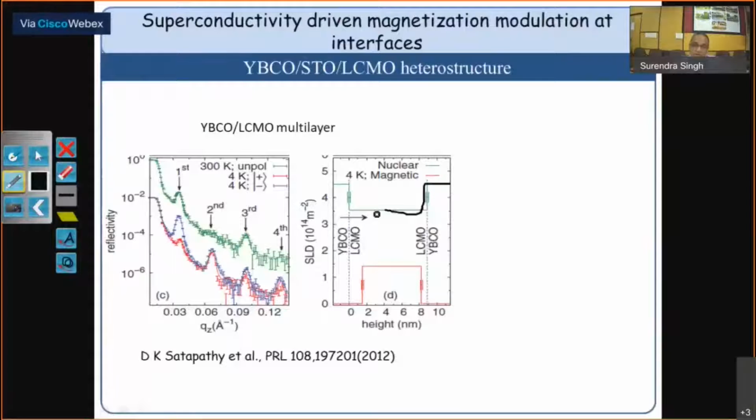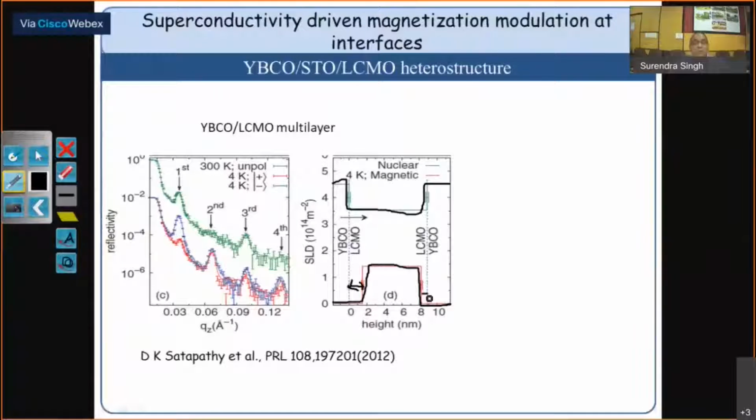So this is the nuclear scattering length density. This one is LCMO, and this is YBCO, and these are the two interfaces. And this is the magnetic scattering length density, and you can see at this interface there is a magnetic dead layer. This is LCMO only, but below the superconducting transition there is also a magnetic dead layer, but the thickness is a little bit different. This is around 12 angstrom, and this is maybe around 5 angstrom or something.